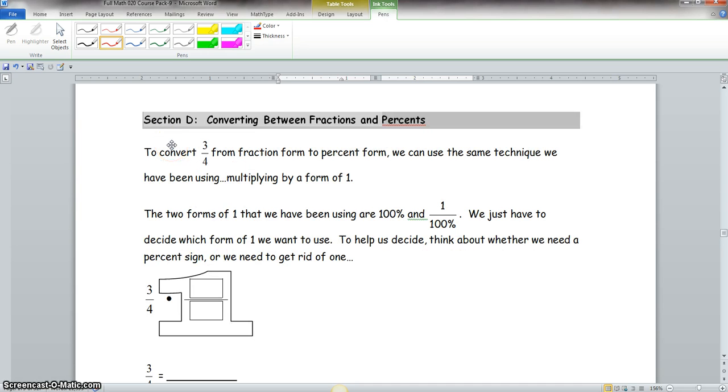Now we come to section D, converting between fractions and decimals. To convert 3/4 from fraction form to percent form, we can use the same technique we have been using, multiplying by a form of 1. The 2 forms of 1 that we have been using are 100% and 1 over 100%. We just have to decide which form of 1 we want to use.